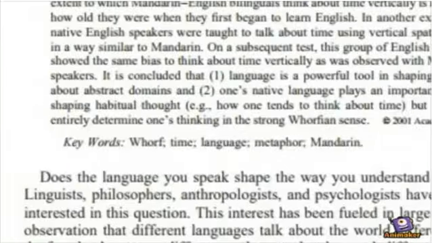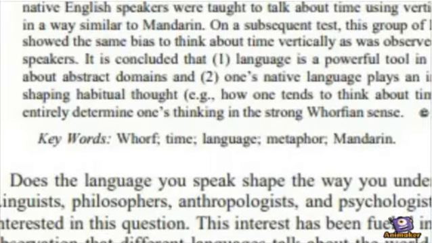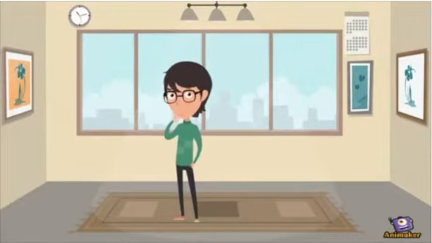What happens sometimes is that with keywords in certain research, especially scientific research, you'll get the keywords right under the abstract. In this case, the given keywords are wharf, time, language, metaphor, and Mandarin. What the paper is telling you then, before even beginning, is that these concepts are crucial to understanding the research as a whole. But what do we do when the author doesn't give us a list?